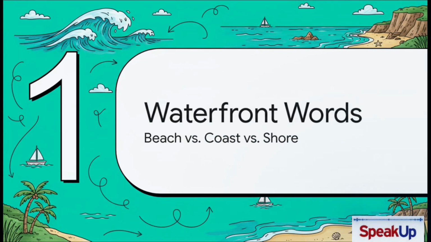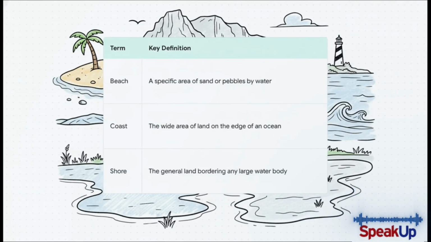All right, first up, we've got a great question from Doyon in Korea who's asking about the difference between beach, coast, and shore. This is a really common one, so let's get it sorted out. Okay, so right off the bat, you can kind of see the main differences here. Basically, a beach is super specific. A coast is this huge, wide area, and shore is, well, it's the most general term of the three.